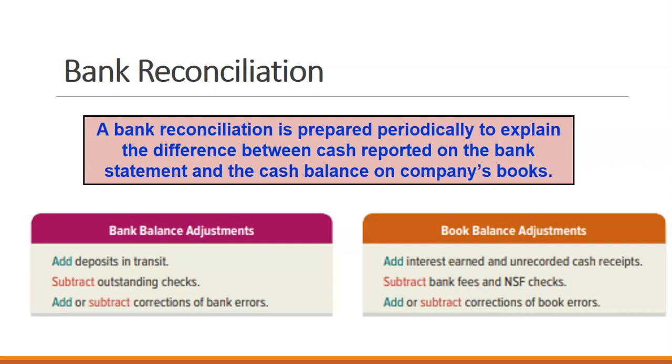We can remember on the last slide where we earned $8 in interest. That wouldn't have been recorded in our accounting books yet. We're going to subtract any bank fees that we have and our non-sufficient funds checks. And then we're going to deal with any corrections of book errors that we need to make. Book errors can occur if we recorded something incorrectly. Say instead of $65, we wrote it down as $56.